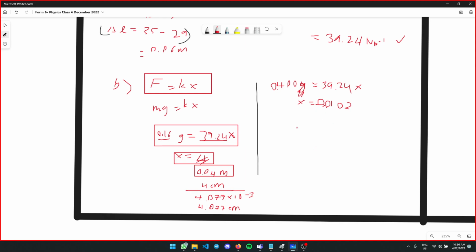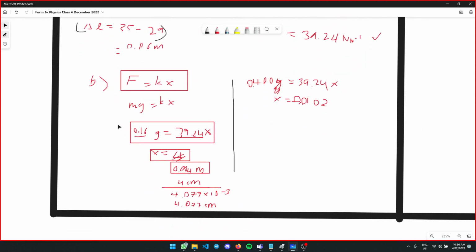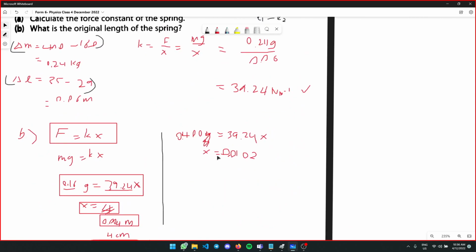No, you should get 0.004, is it? You get 0.004. Did I miss an extra zero? Yeah, 1, 2, 3. Yeah, I missed the extra zero. I should get 0.004. For this one, you'll get 0.102.